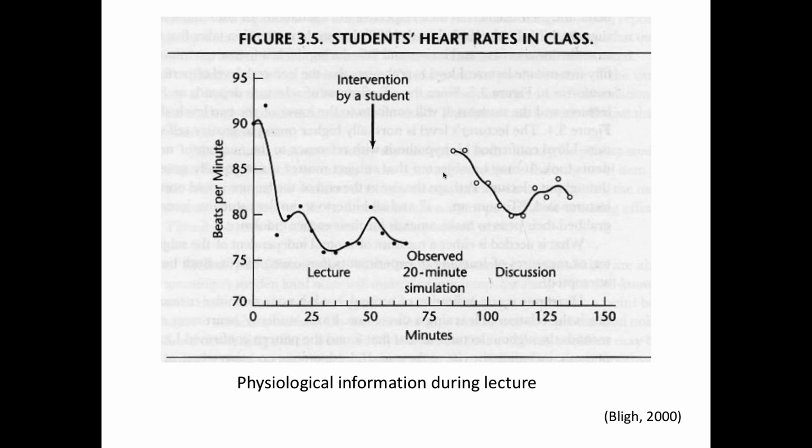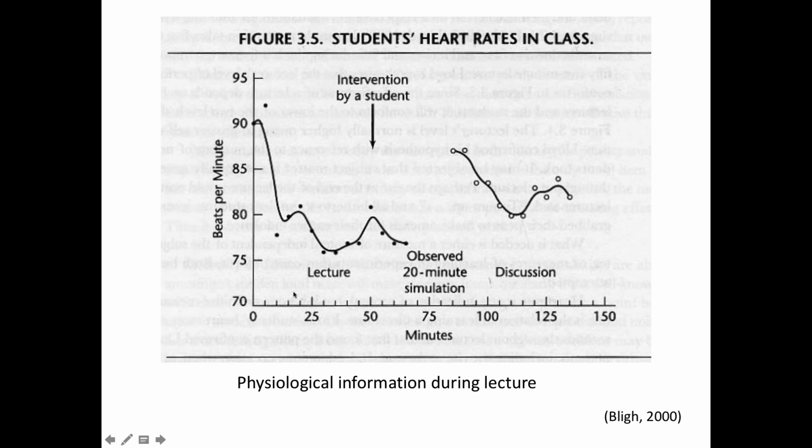Donald Bligh's book, this is the 2000 US edition, called What's the Use of Lectures, had this really interesting graph in it. Let me just show, on the left-hand side you have beats per minute, so this is physiological heart rate information. And you'll notice that the lecture goes on for the whole 60+ minute period here. Then you'll notice the drop in heart rate happening about halfway through the 0 to 25, so about that 12-minute mark, so to speak. There was a drop in heart rate.